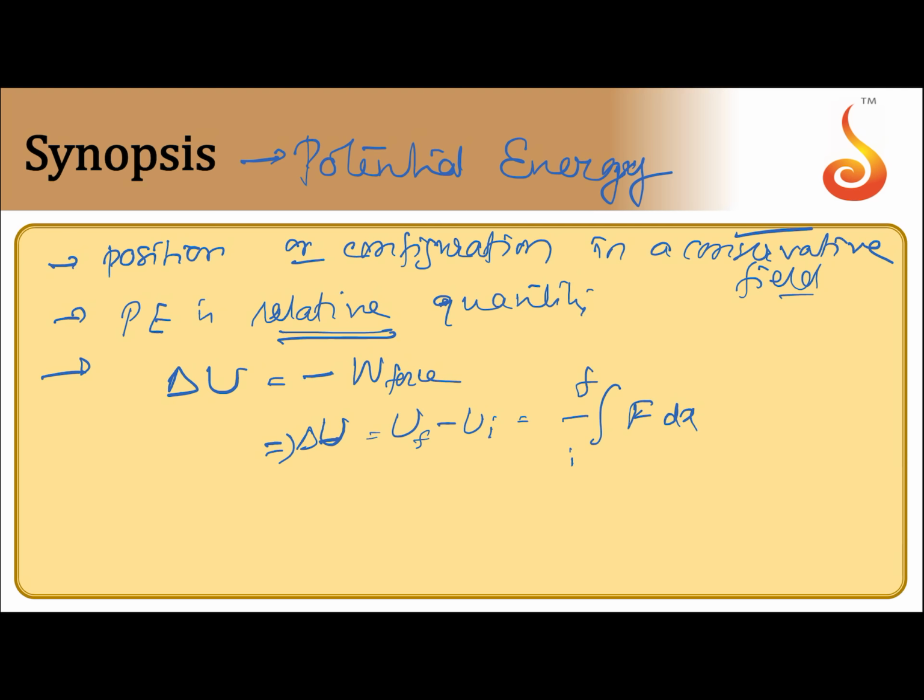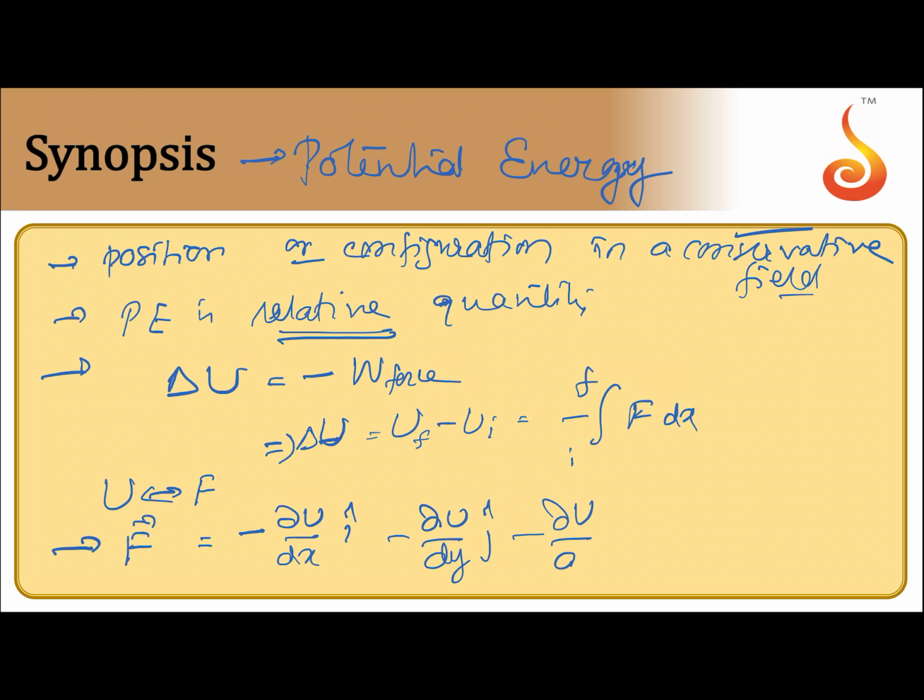We can also relate potential energy and conservative force through the following equation. The conservative force is equal to minus dou U by dou x i cap, minus dou U by dou y j cap, minus dou U by dou z k cap. This is many a times written as minus del U, or known as minus grad U, gradient of U.